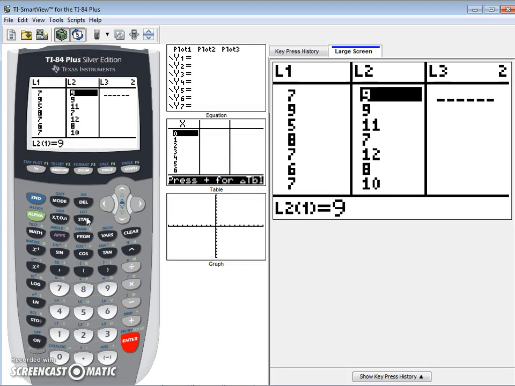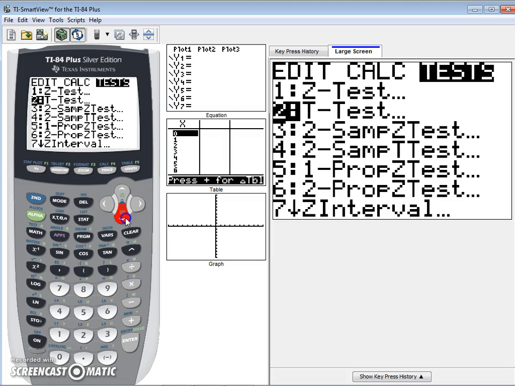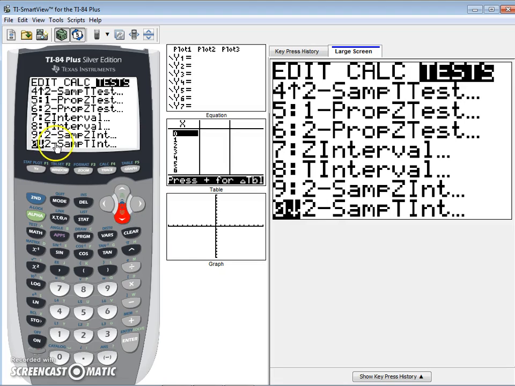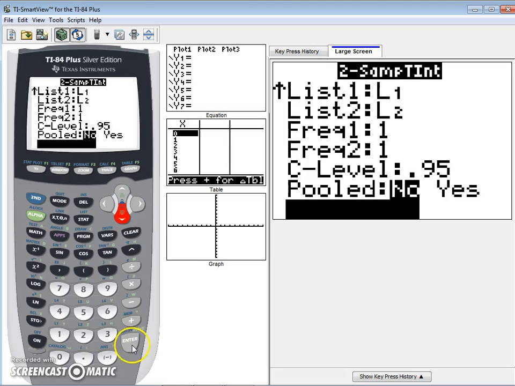And we're going to go ahead into stats, tests, and we are going to do a 2 sample T interval, because we have to do T because we don't know the true population standard deviation, just our sample standard deviations. Hit enter. We don't know the statistics, but we did have the data and we put it in list 1 and list 2. And we want a 95% confidence interval. We never want to pool, and we're going to ask it to calculate.